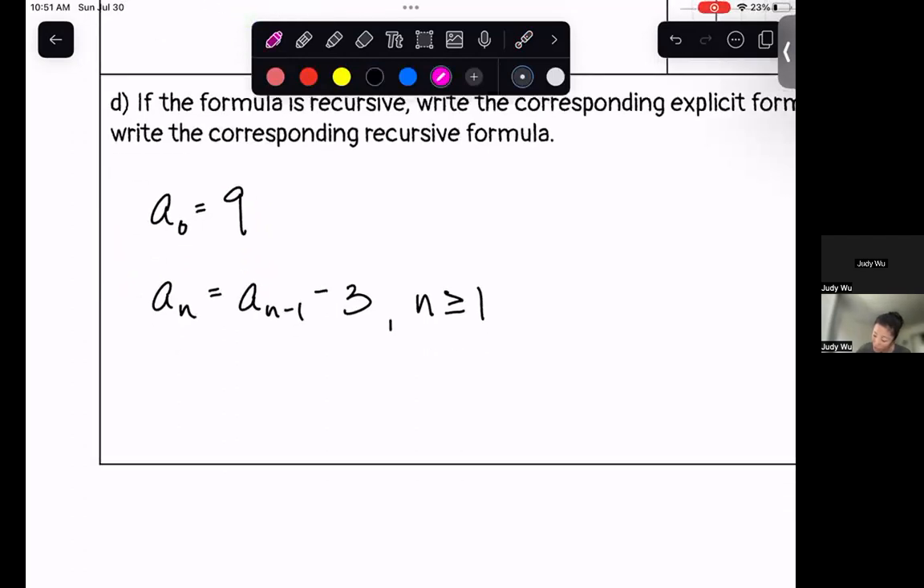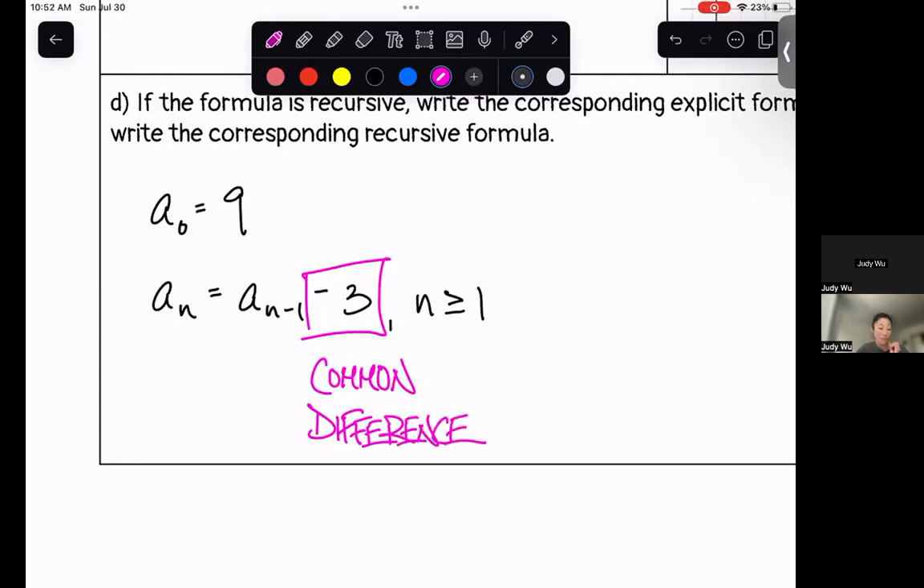Now, a few things here. When we have a number like this -3, where we're just subtracting the same number all the time, or if we are adding the same number all of the time, we call this a common difference. If we are adding or subtracting the same number, common difference.